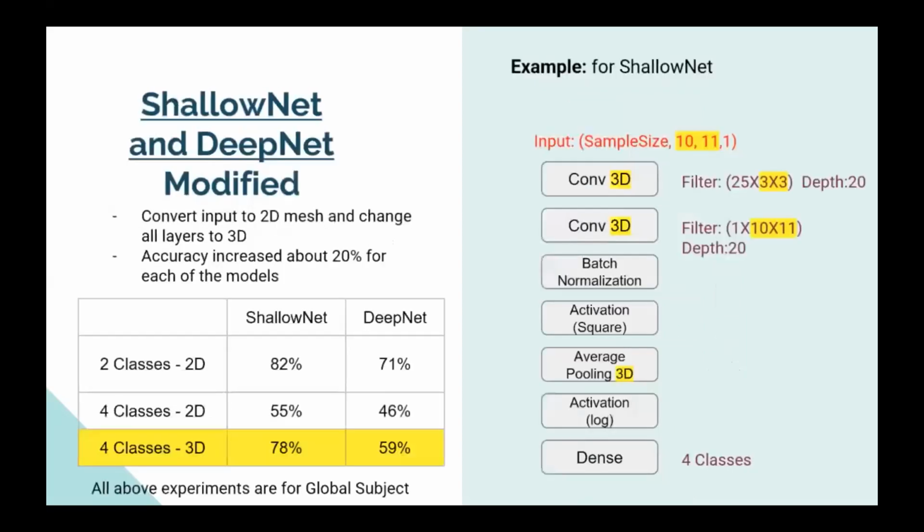So we thought about combining the main concepts of approach 1 and approach 2 by converting the input to a 2D mesh and using 3D convolution. Surprisingly, this approach had a very good impact on shallow net, where the accuracy went up to 78%, but the DeepNet improved to 59% only. We noticed from the training behavior of DeepNet that it overfits on the given dataset, which could be the reason.